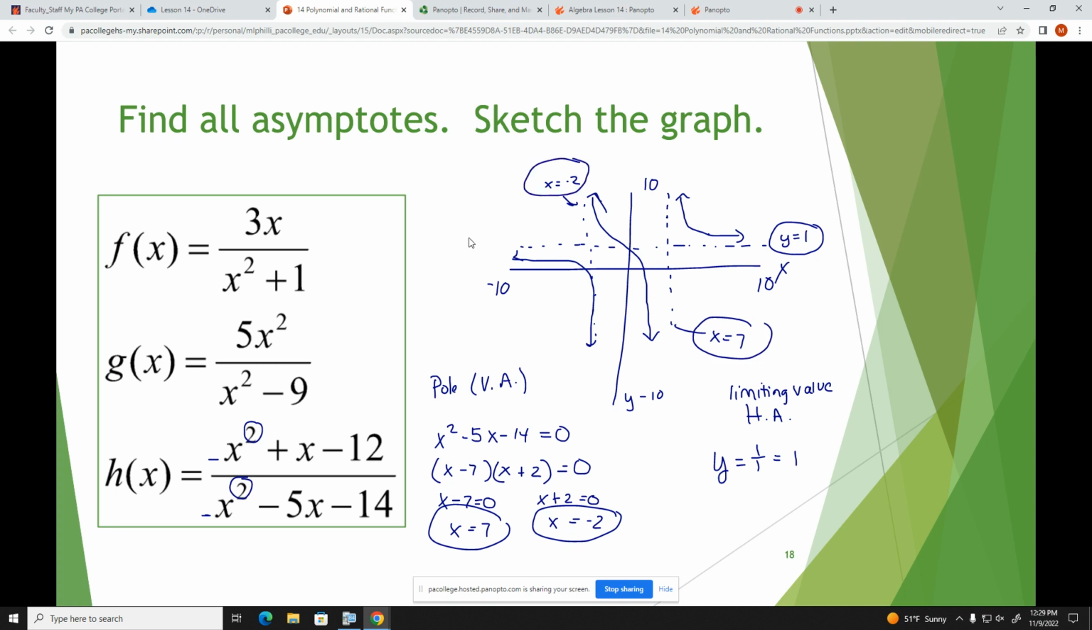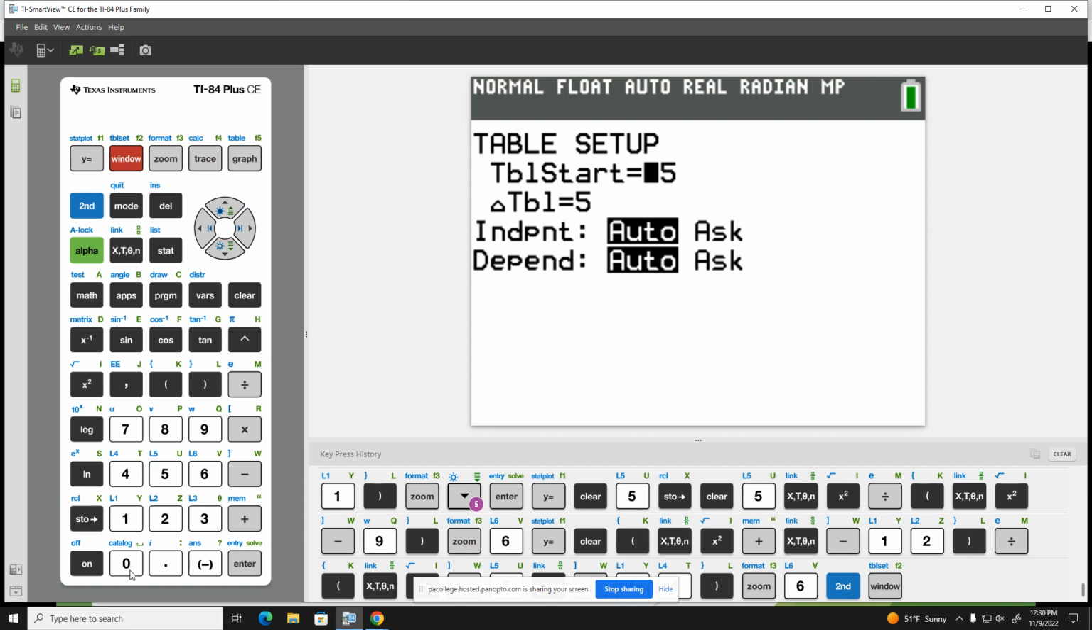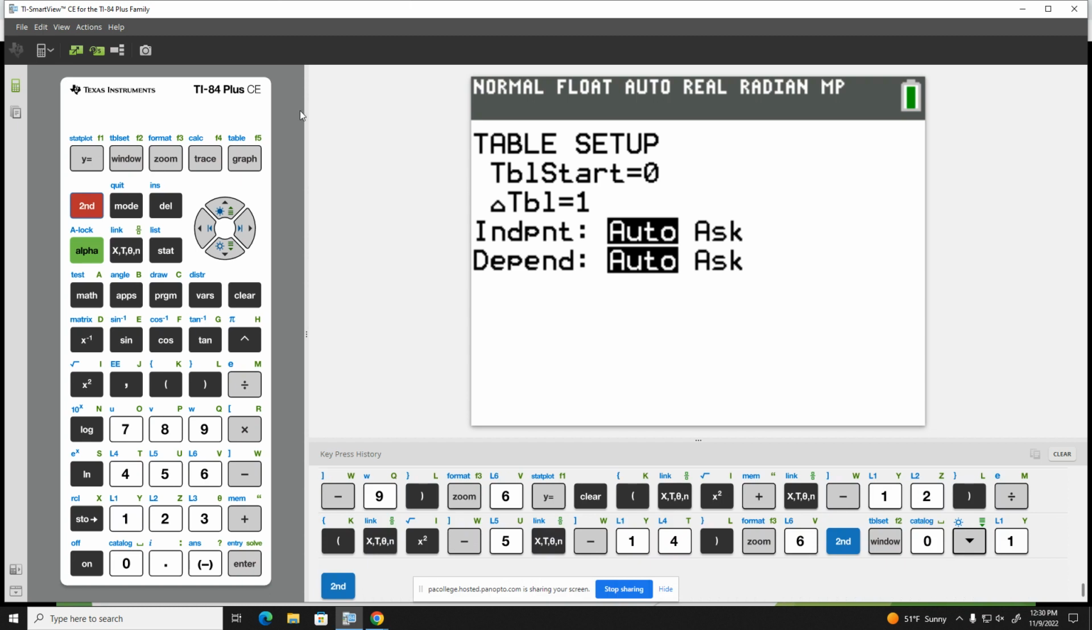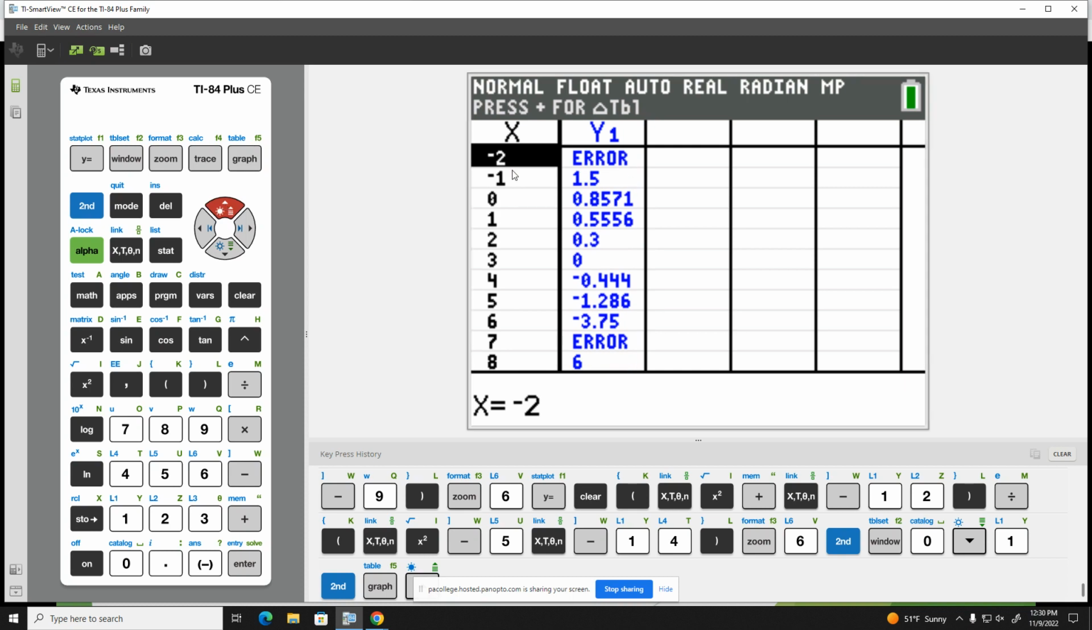Now, before we go further, I do want to show you one thing in your graphing calculator on your table. And that is that the asymptotes, the vertical ones, are going to show up in that table. So I'm going to set up my table to start at 0 and change by 1 and go look at those table of values. And right here at 7, which is where I had an asymptote, that is where I have that error message. And so that is where that pole shows up. If I go up here, my other one was at -2, and so again, I have where that pole shows up.